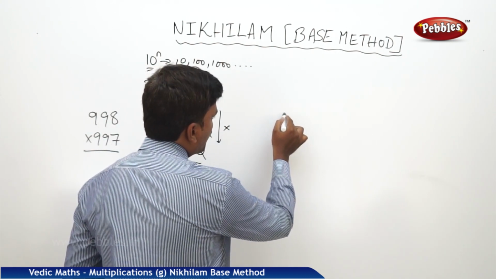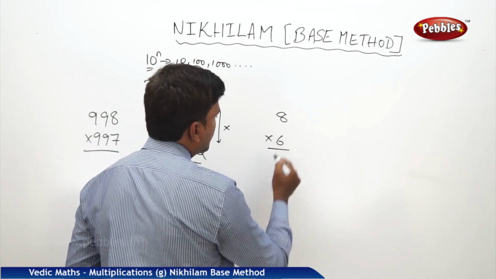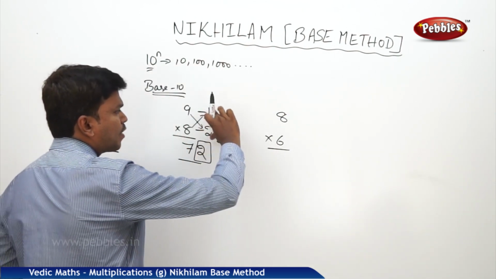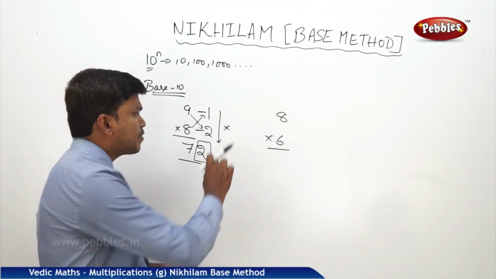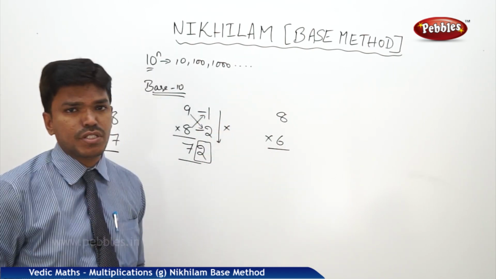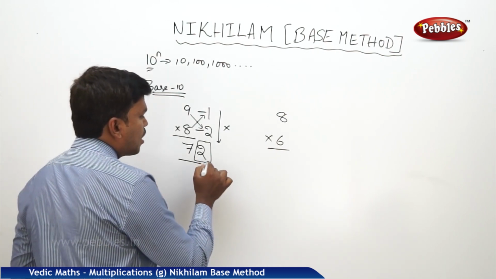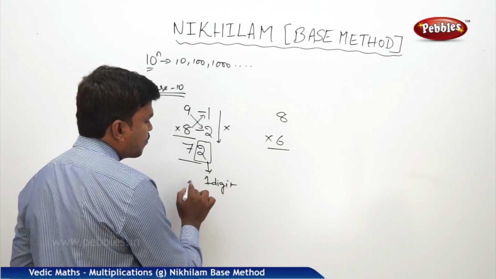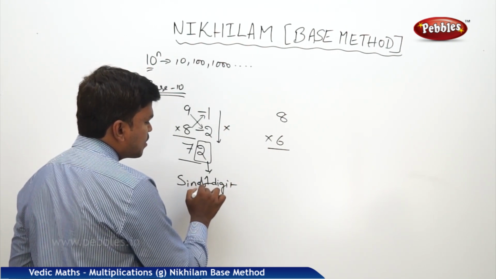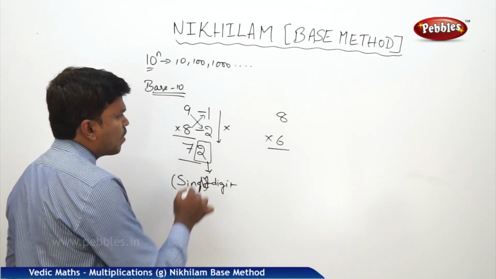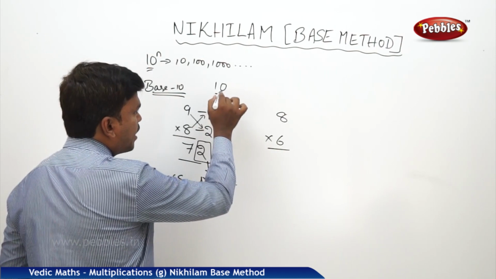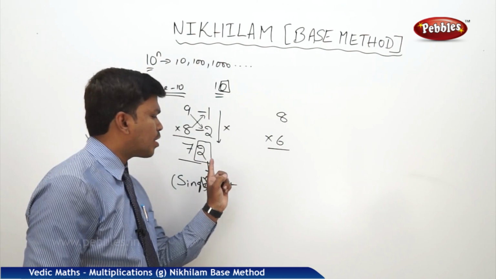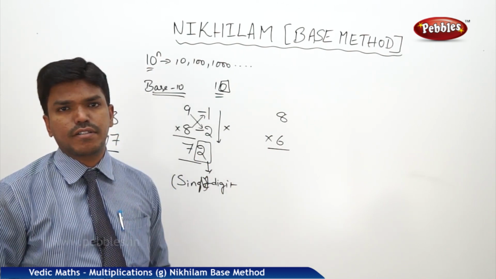One more example. Suppose I want to multiply 8 into 6. And remember one thing, the right side part of the answer, which we got by multiplying the deficient numbers, should be in the single digit format. Why single digit format? Because the base which you are taking is 10. In 10, how many zeros are there? Only one 0. That's why the right side part of the answer should consist of only one digit.